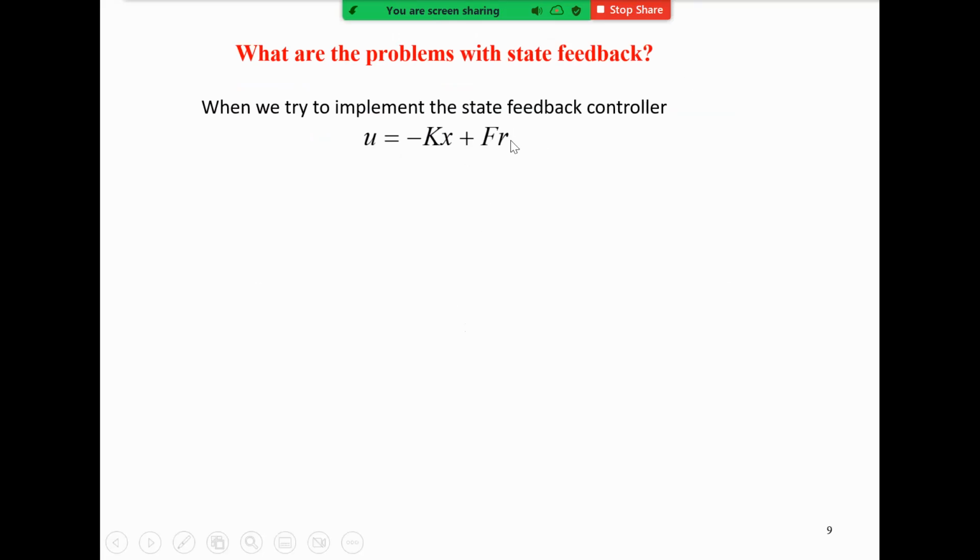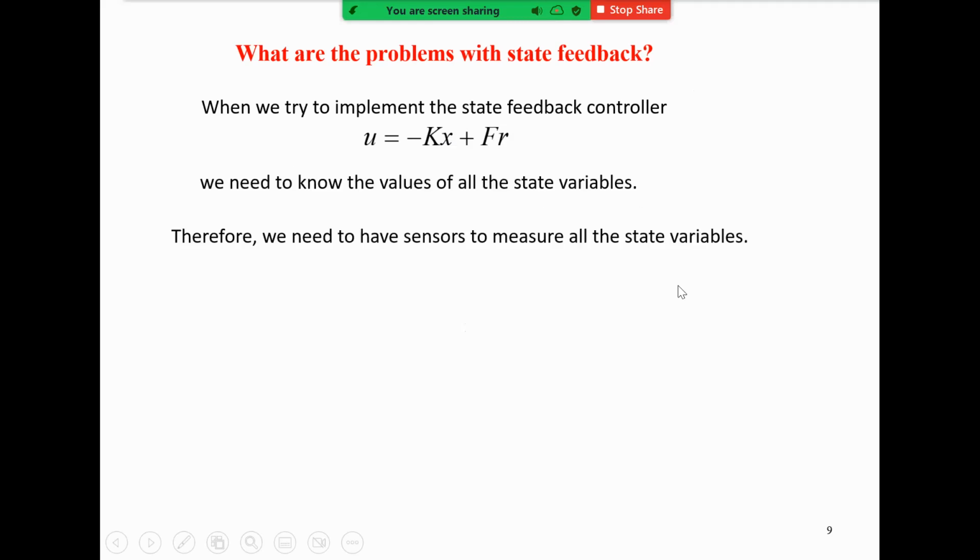If we look at the mathematical form, it says that to compute the input, we require the information about X, the state vector. Of course, the reference input, R, is not a problem, because you know what the reference input is. You have a desired output in your mind. But we need to know all the state variables to make it work. So in terms of implementation, we need sensors to measure all the state variables.